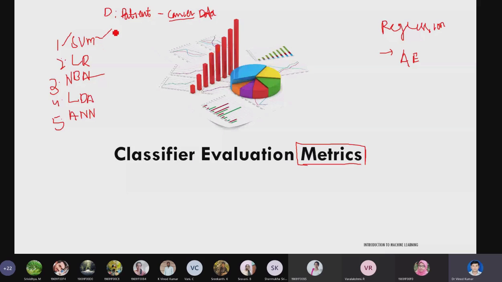I can use a support vector machine, somebody can use linear or logistic regression, naive Bayes classification, LDA and ANN. Different methods are available. Now the question comes, which one is a good predictor, which will be the best classifier for this work? So how will I judge this? For that we use these metrics.